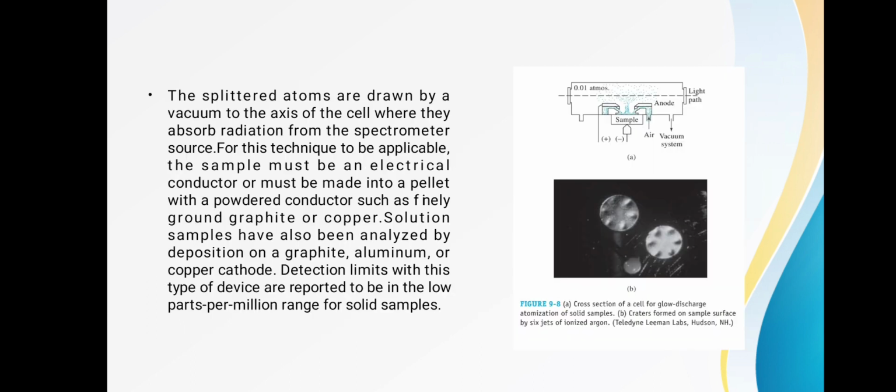The sputtered atoms are drawn by a vacuum to the axis of the cell, where they absorb radiation from the spectrometer source. For this technique to be applicable, the sample must be an electrical conductor or must be made into a pellet with a powdered conductor such as finely ground graphite or copper. Solution samples have also been analyzed by deposition on a graphite, aluminum, or copper cathode. Detection limits with this type of device are reported to be in the low parts per million range for solid samples.